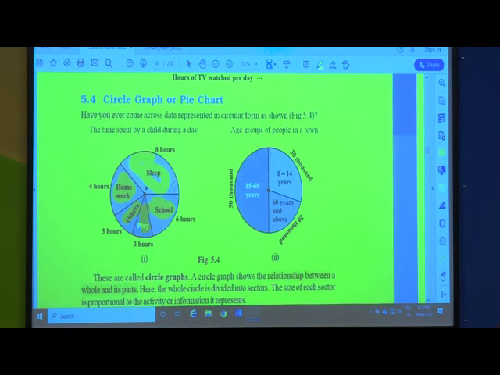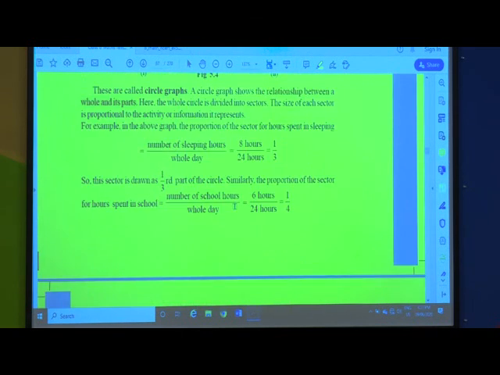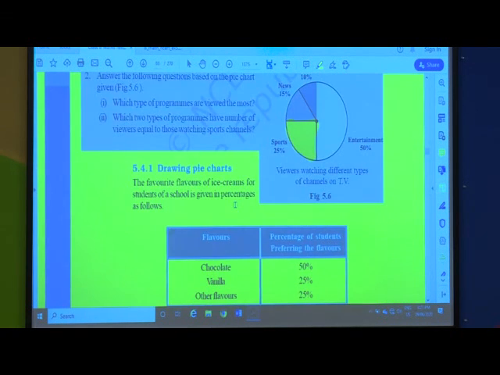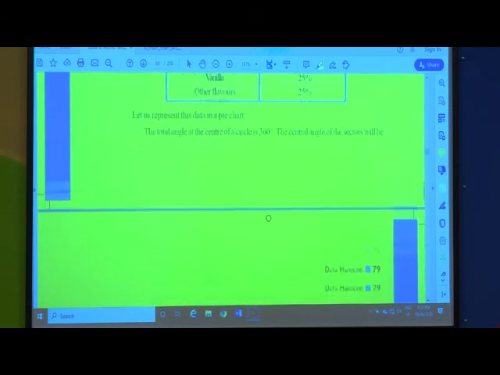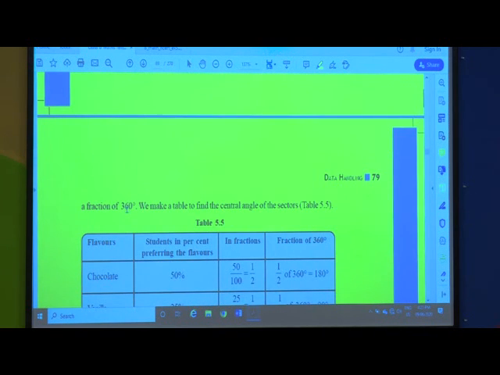The angles are made with the center. Don't forget that. Here also you can see in the second one, the angles are made with the center of the circle. I have marked it here purposely, it is the angle which is made. So how to make the circle, how to make the sectors, on what basis? The central angle of the sectors will be a fraction of 360 degrees, meaning they are the parts of a circle. We make a table to find the central angle of the sectors. Let us see how the table is being prepared.